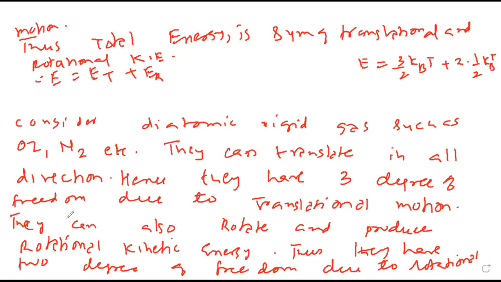So it is equally divided. One direction, half; two directions, two into half; three directions, three into half. So 3 by 2 due to translation, and 2 into half kBT due to rotational kinetic energy. So every square term is equal to half kBT. Okay? Yes, sir. Okay, copy this much.